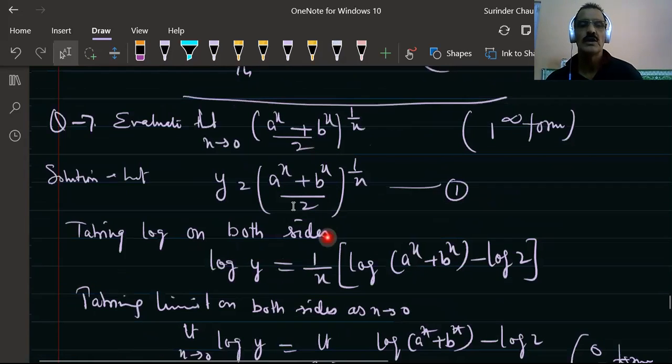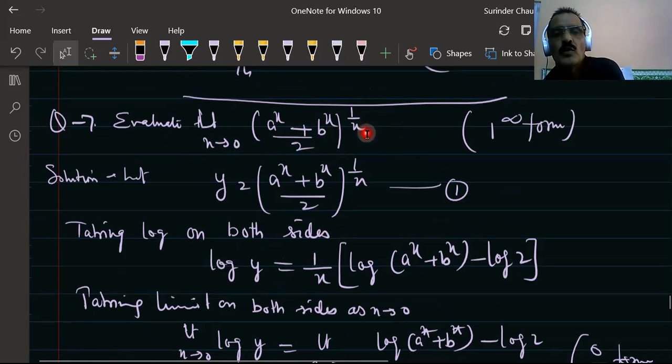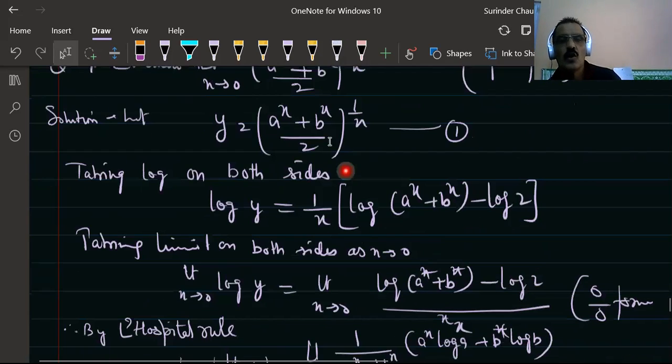Same procedure. Evaluate the limit as x approaches 0 of (a to the x plus b to the x upon 2) raised to 1 upon x. Now put x equal to 0: 2 by 2 raised to 1 upon 0, which is 1 to the infinity. Again, y is equal to this function. Taking log on both sides, log of y is equal to 1 upon x times log of the function, using the formula log of m by n is equal to log of m minus log of n.